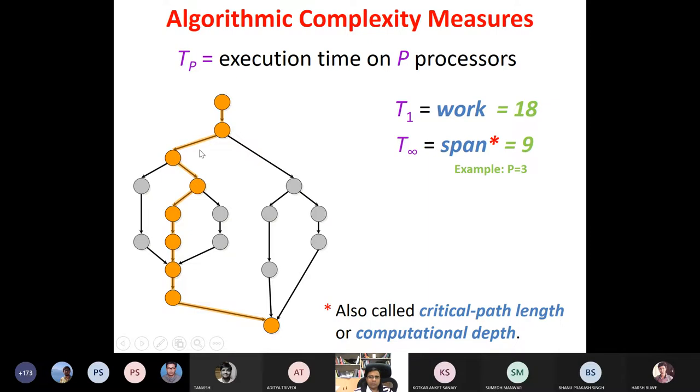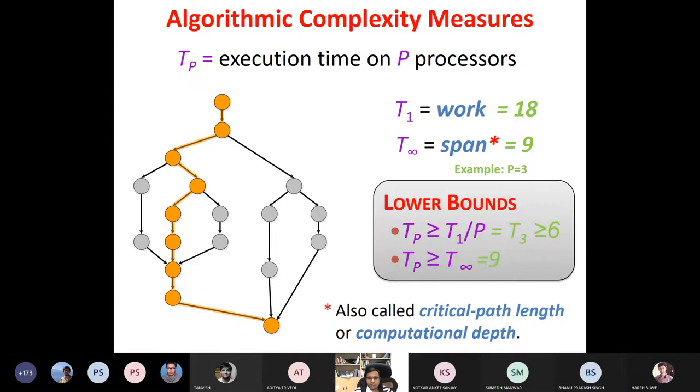And what is the total amount of work? The total work is 18. So T infinity, the span or critical path, is 9. Suppose you want to run this on three processors, P is equal to 3. Then can I say T_P is greater than or equal to T1 by P? Suppose you have 18 tasks and P is equal to 3, then the execution time on three processors, T3, is always at least 6. You cannot do less than 6.